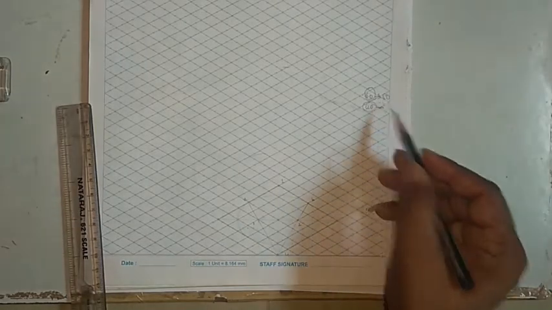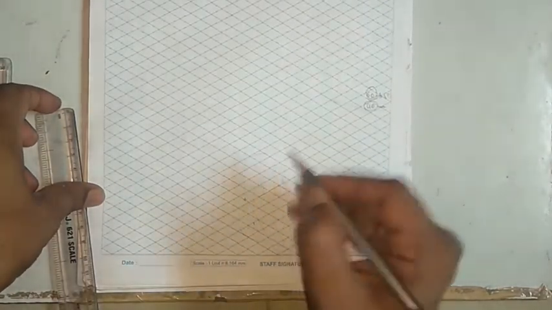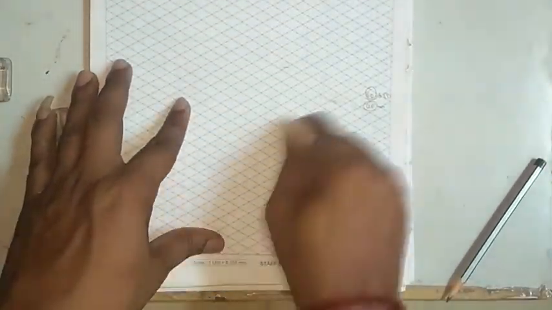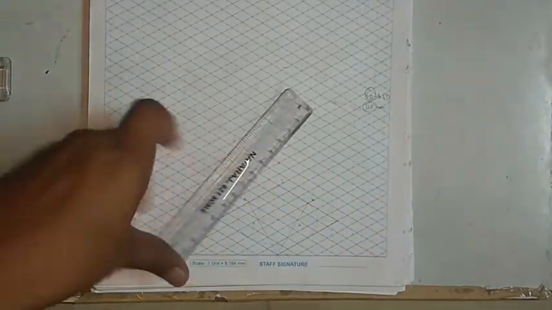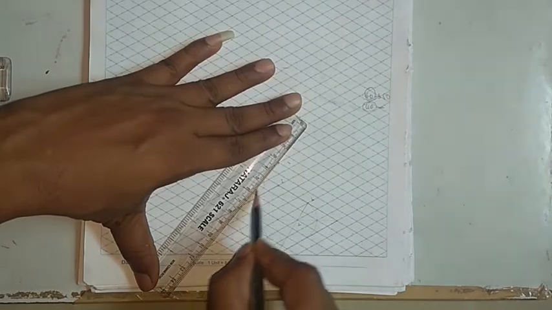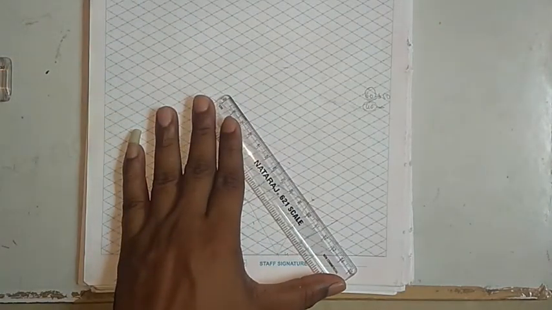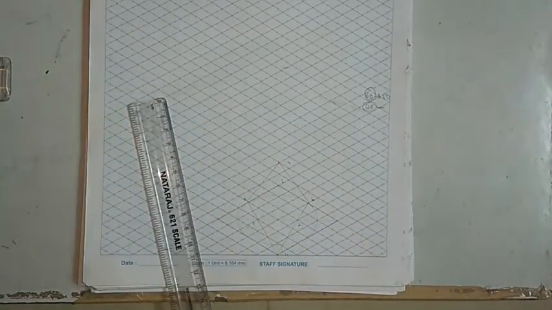The axis is 50, so take 50, 1 2 3 4 5. This is the height. From this height, just drop a line tangent to the arc like this. Don't join to the end, just drop a tangent like this. So this is how exactly a cone looks.